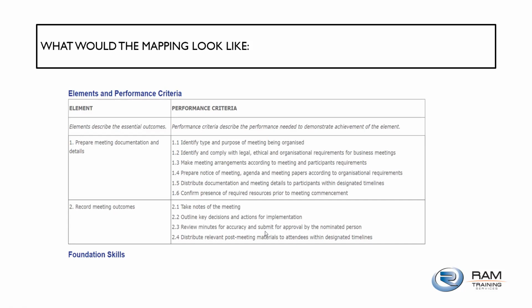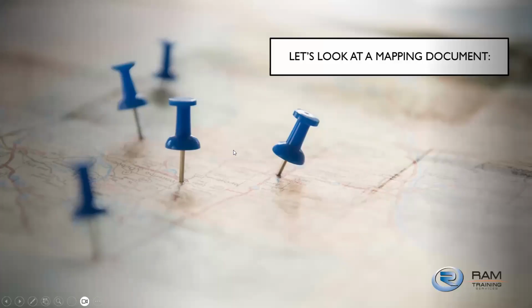There are many, many different ways to map a unit. There are many different ways to assess a unit. And that comes back to the fact that the VET sector is all about flexibility and candidate contextualization, and making it appropriate for the unit and making it appropriate for the workplace there. All right. So that is a little bit about what a mapping document looks like, and we've touched on that just there.